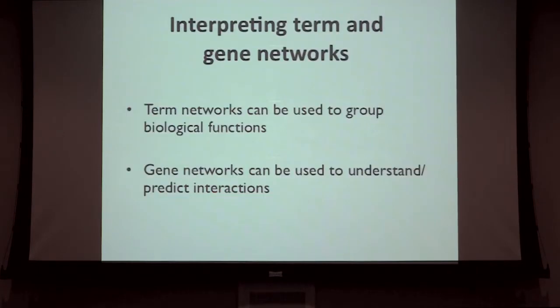Okay, so once we do these projections, how are we going to use the term and gene networks? As I mentioned earlier, the term networks are going to be used to group biological functions. So given the kinds of annotations that are submitted to the Gene Ontology, we can say, okay, these terms are related through many gene annotations. And then we can ask, are there groups of functions that are related that we didn't really know were related before? And then on the flip side, the gene networks can be used to understand and predict interactions between genes.